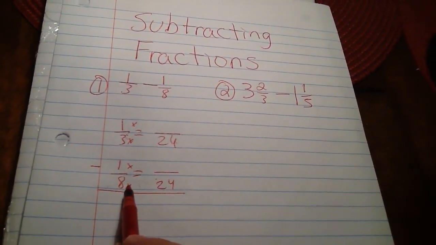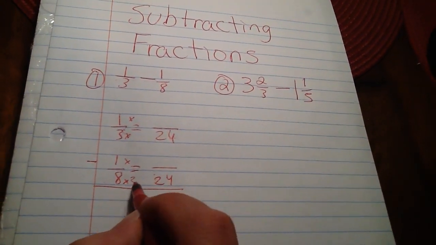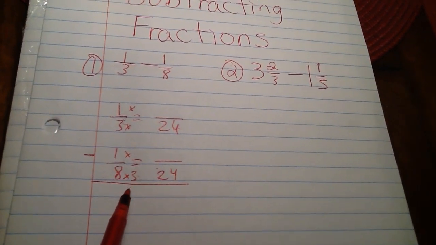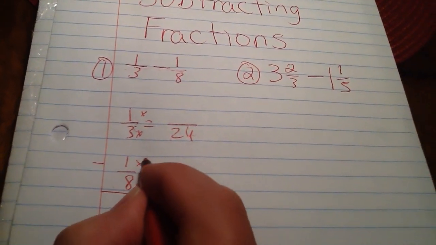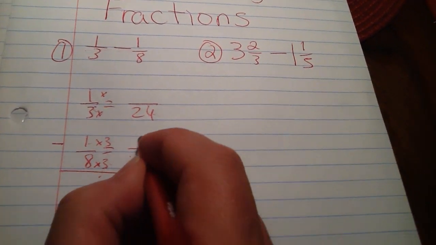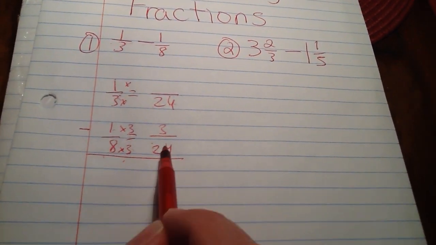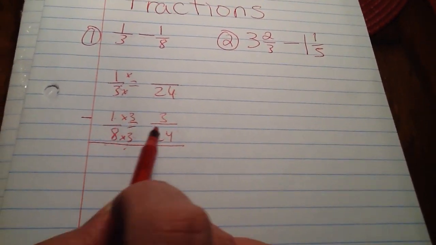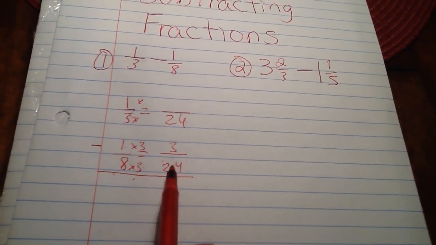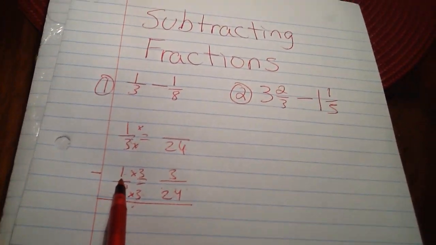So 8 times what is 24? Well, it's 3. Now, if you multiply this bottom by 3, you've got to do the same up here. So 1 times 3 is 3. These are equivalent fractions, which we've covered in another video. If you reduce this right here, you're going to get 1/8.